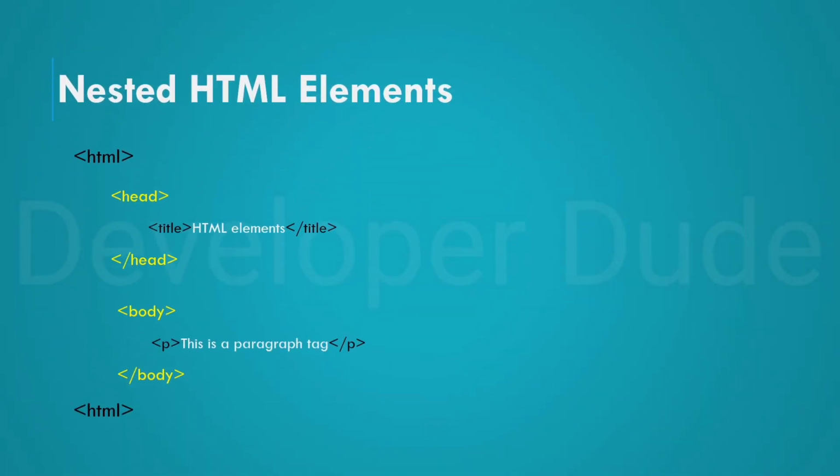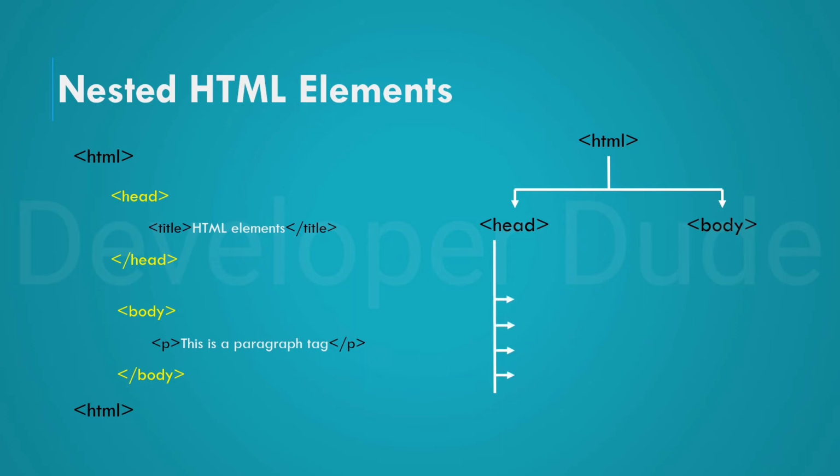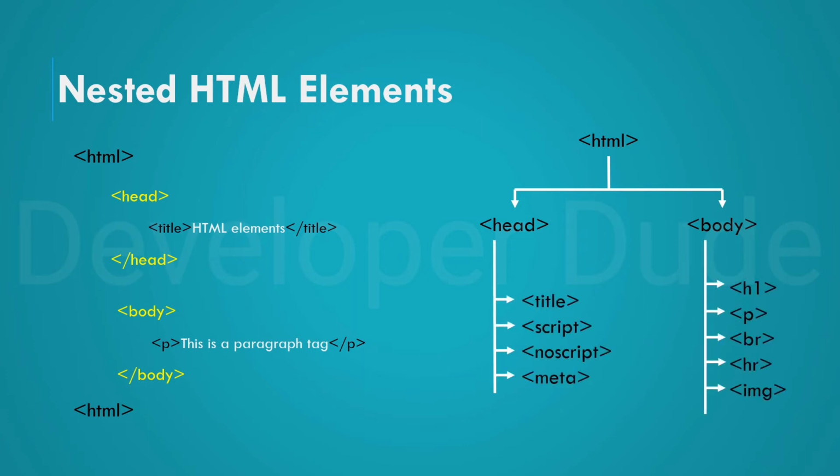Nested HTML elements. An HTML element used inside another HTML element is called a nested HTML element. Here, the HTML tag contains the head tag and body tag. The head and body tags contain other elements, so it is called a nested element.